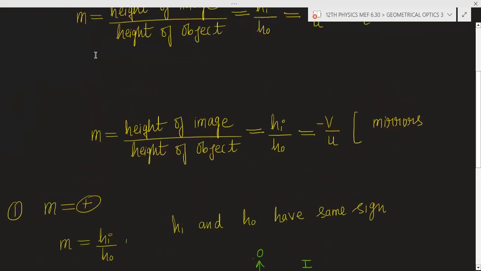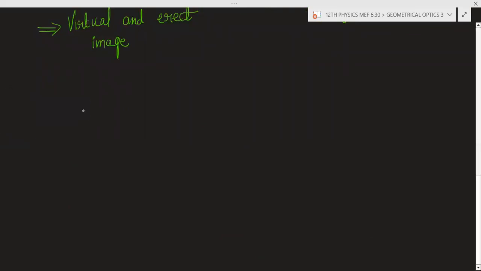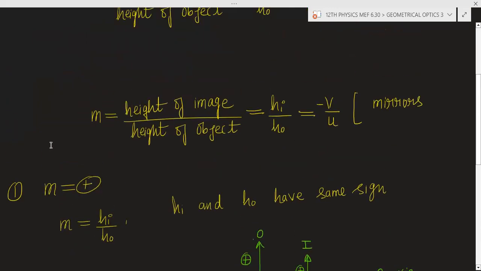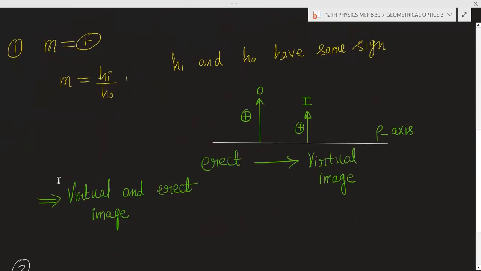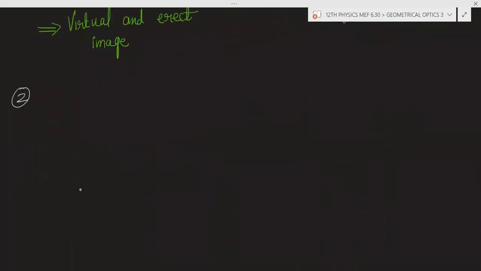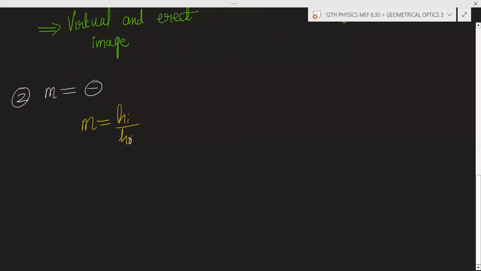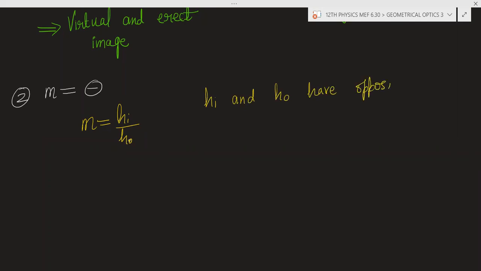Secondly, if the magnification is negative. We have taken the first case, when the magnification is positive, what will be the nature of the image. So when the magnification is negative, magnification is height of image divided by height of object. If the magnification is coming out to be negative, it means height of image and height of object have opposite sign. Hi and ho have opposite sign.